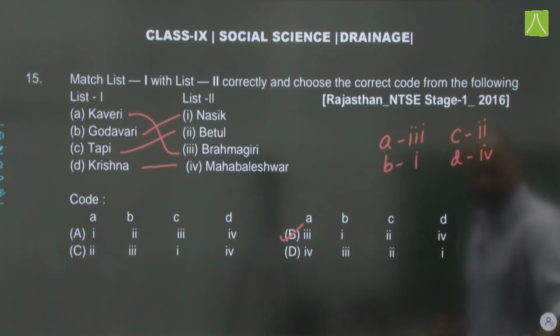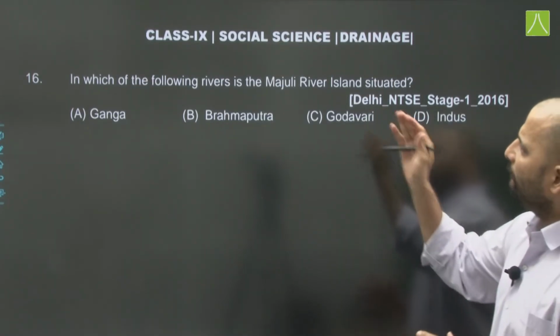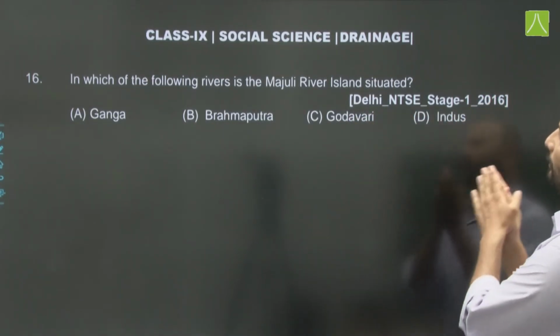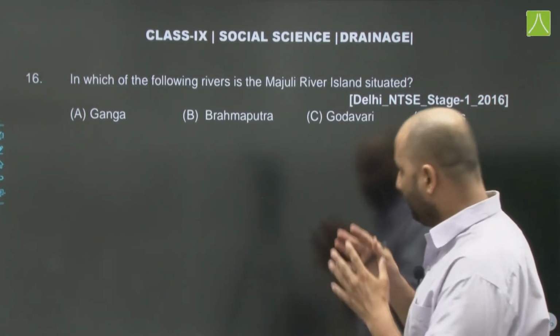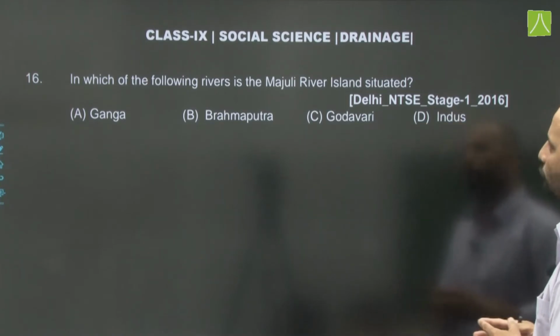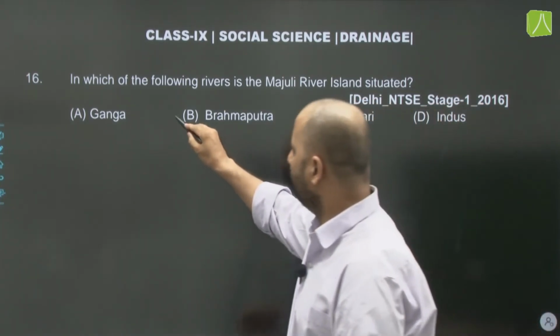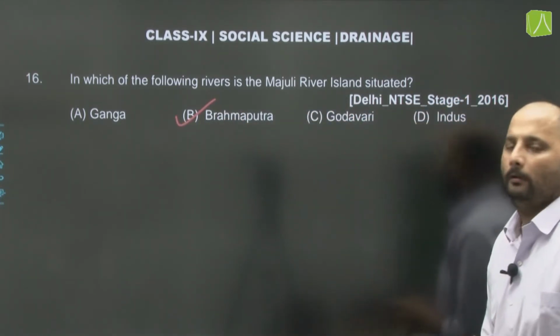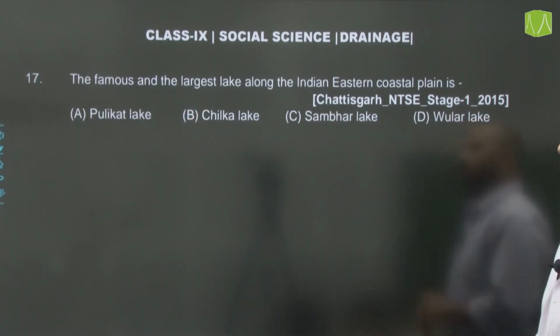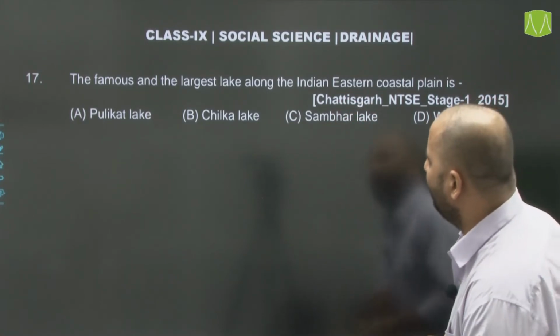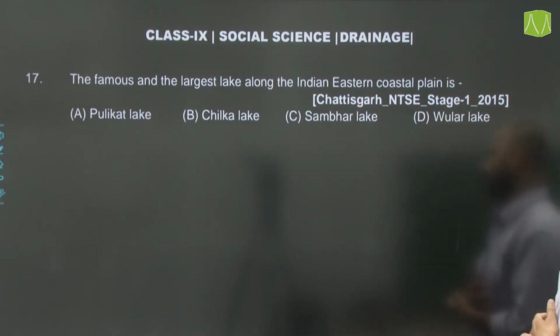Okay, so let us move on to our next question. In which of the following rivers is the Majuli river island situated? Now again this is directly from your NCERT books, Delhi NTSE Stage 1, 2016. Brahmaputra is the river in which Majuli river island is situated. Okay. Next question, the famous and the largest lake along the Indian eastern coastal plain is?